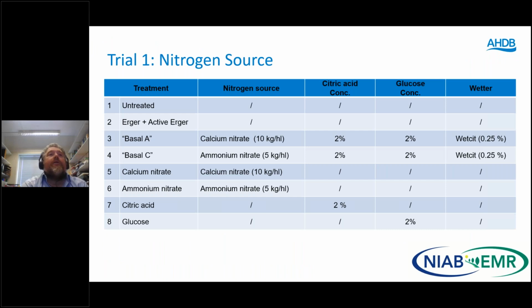So our first trial, nitrogen source, you can see our 8 treatments here. So the untreated control, then our industry standard of Erger plus its wetting agent, Active Erger. We then have our initial mixture of Basal A, which is calcium nitrate, citric acid, glucose with the wetter Wetsit. Our new formulation of Basal C, which uses ammonium nitrate plus citric acid, glucose and the wetter. Then all 4 of the individual components on their own, just to check that it's not just those on their own that are having the effects.